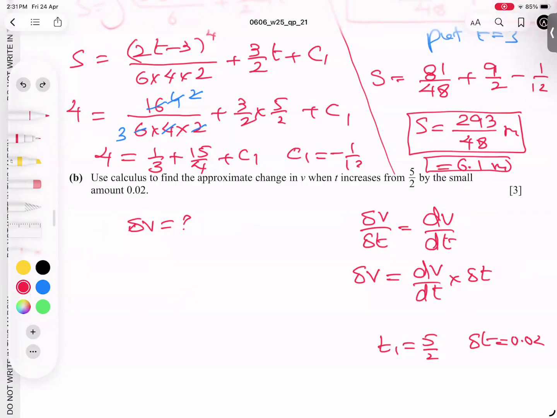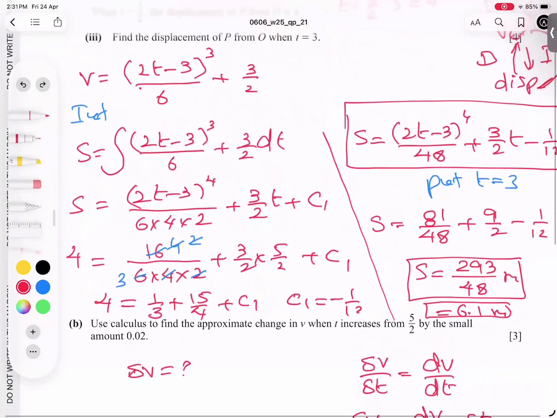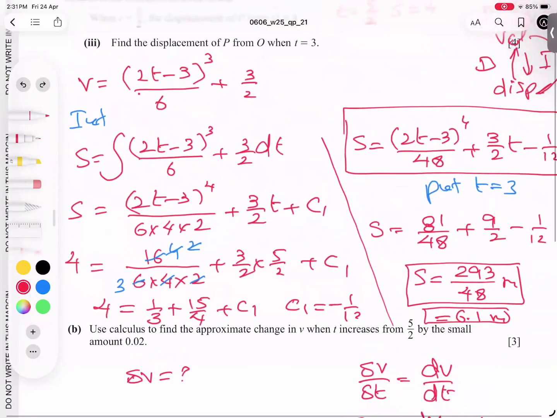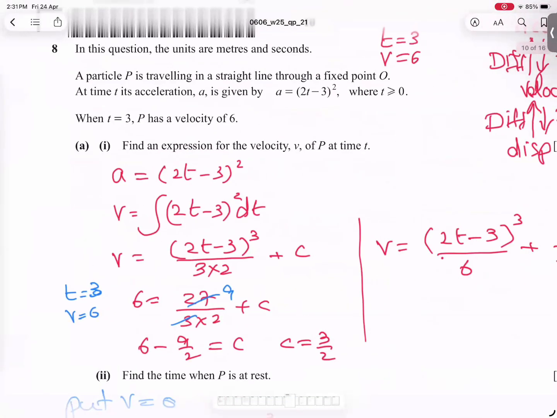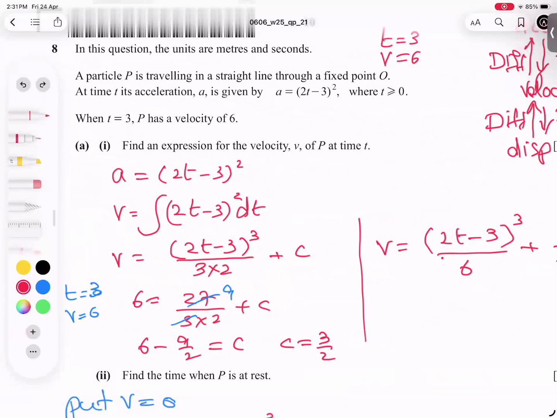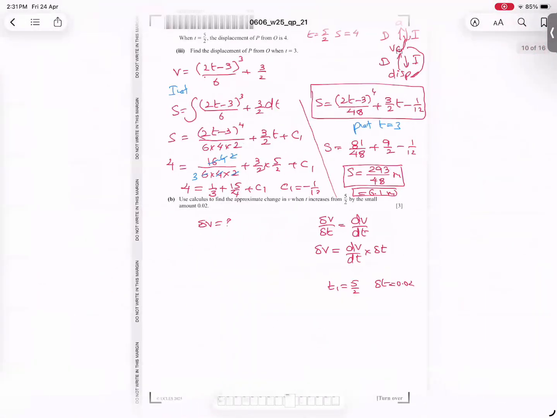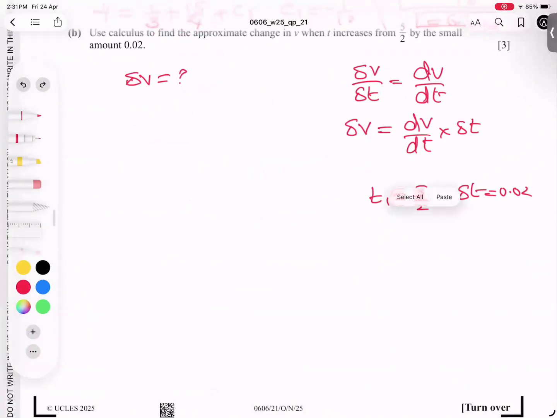We will go back to the velocity expression. dv over dt, when we differentiate velocity, we get acceleration, and we already have that available. I copy from here and bring it on the other page. So basically this is acceleration. When you differentiate, we get d over dt with respect to t.